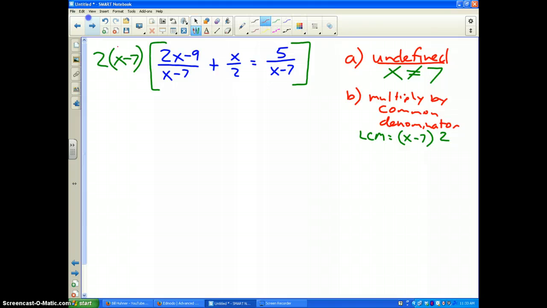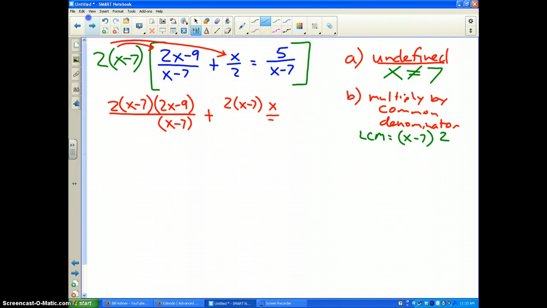All right, now when I take this times that, the x minus 7s are going to cancel out. Actually, I'm going to write the whole thing out for you so you understand what I'm doing. There we go. That's what you get in the first piece. When I take the second piece and multiply it, I have a plus sign, and I'll have 2 times x minus 7 times x over 2, and then equals, and when I take what's in green times what it equals, I'll have 2 times x minus 7 times 5, the whole thing over x minus 7.